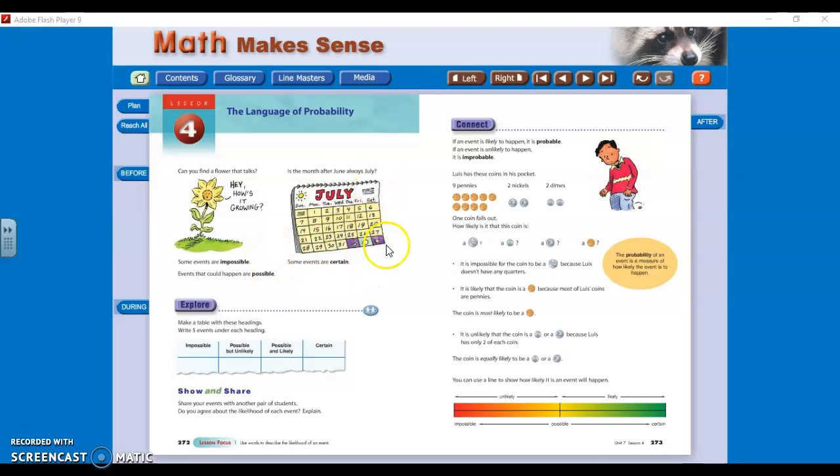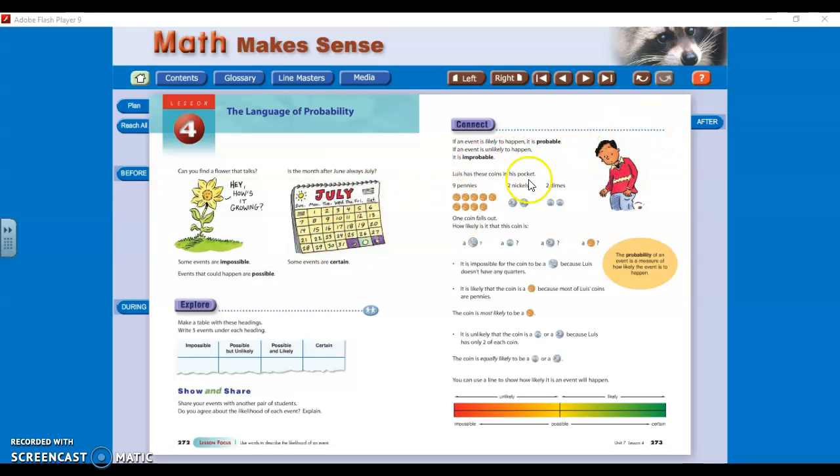The other 2 words are probable and improbable. If it's going to happen, it is probable, like likely. If the event is not going to happen, it is improbable.